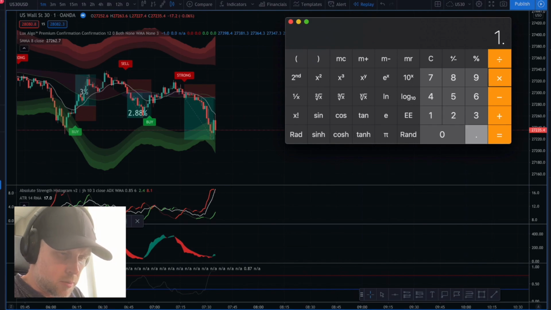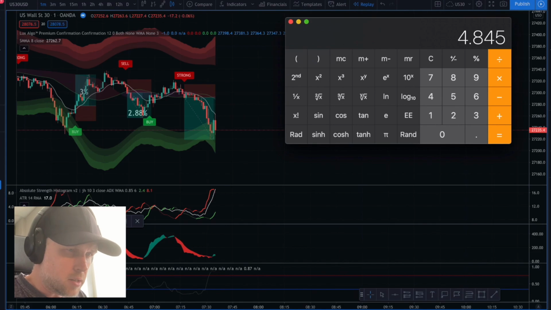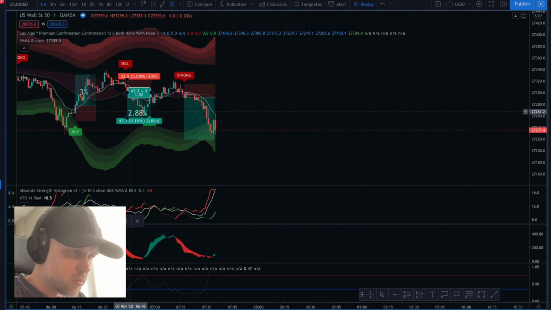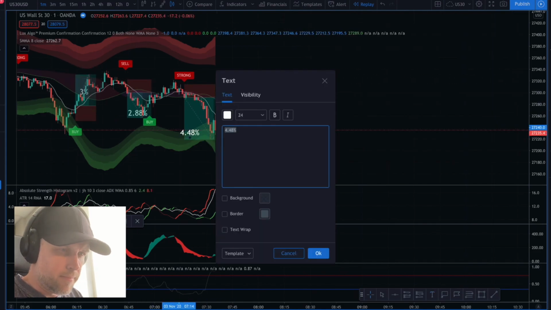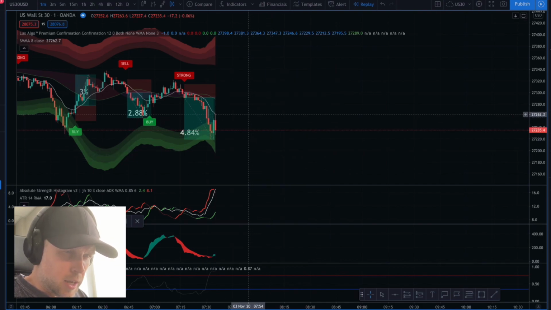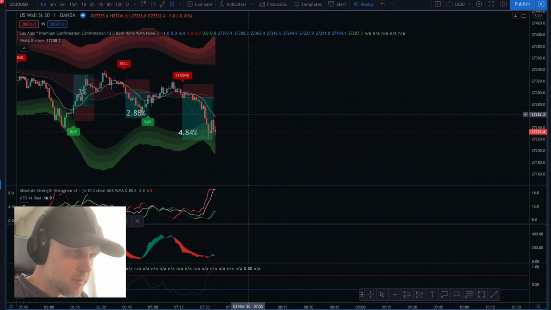3.23 times 1.5. That gives us a 4.84% raise on that one. All right, so now we move on. Let's look for the next trade opportunity.